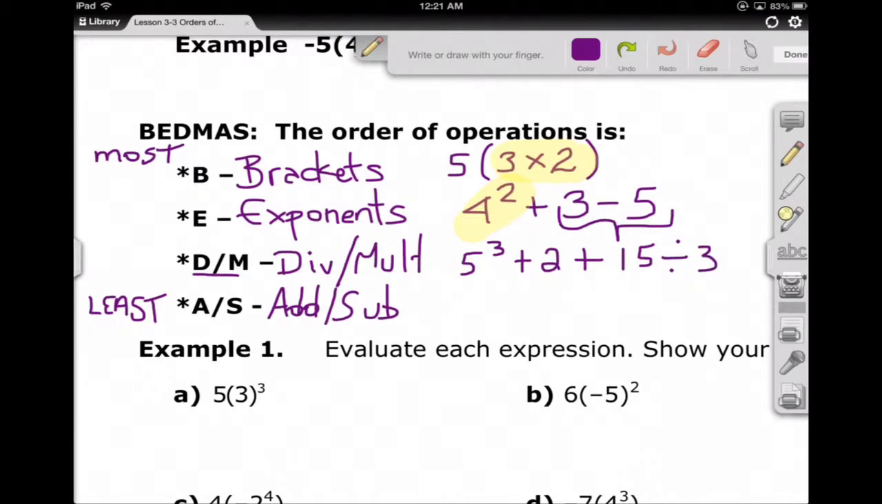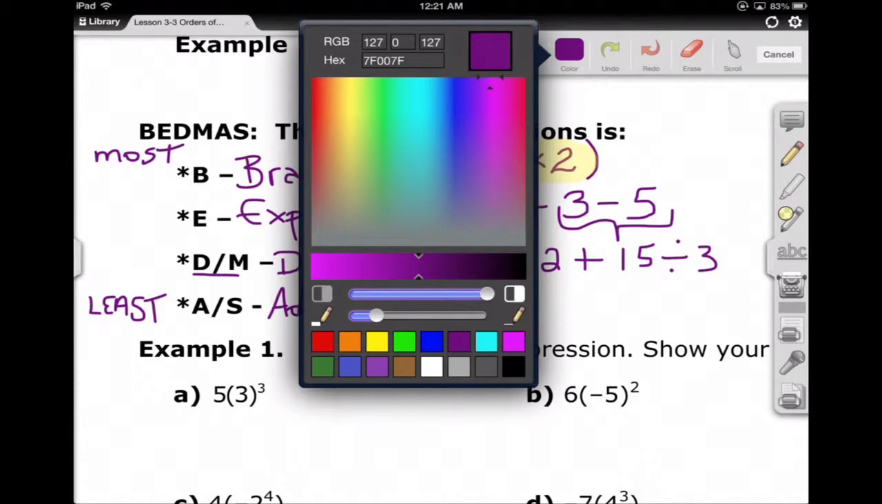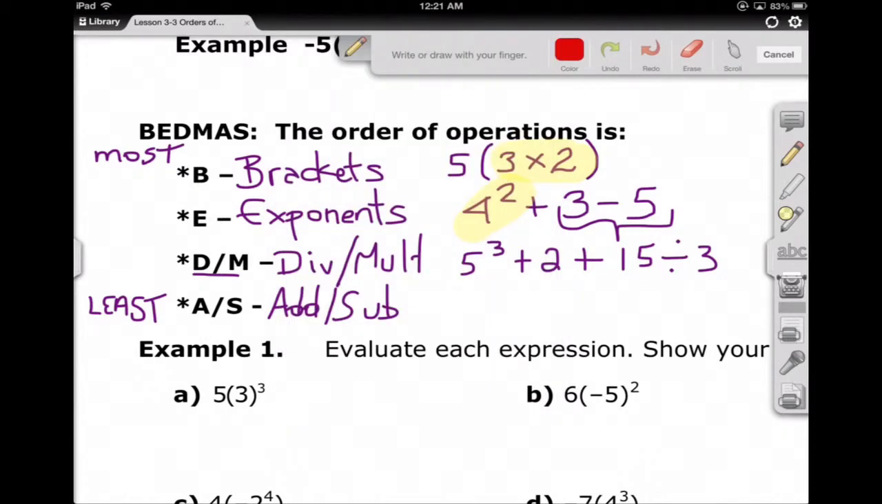Just change pen colors here. In the Bedmas rules, of course, exponents would be the most important. You'd have to do this. But then you would have to do this as your next operation. You couldn't be adding the 2 to the 15 because division and multiplication are higher priority than anything that gets added or subtracted.